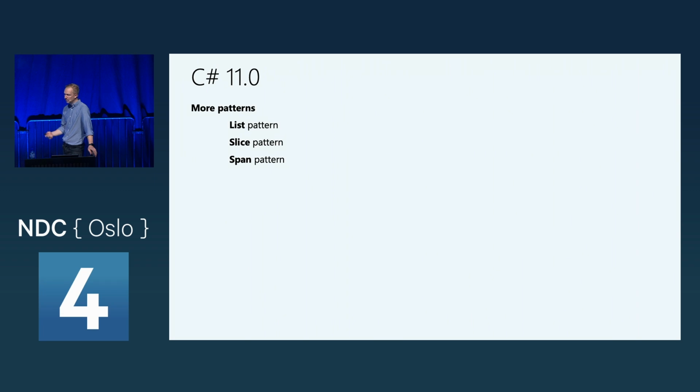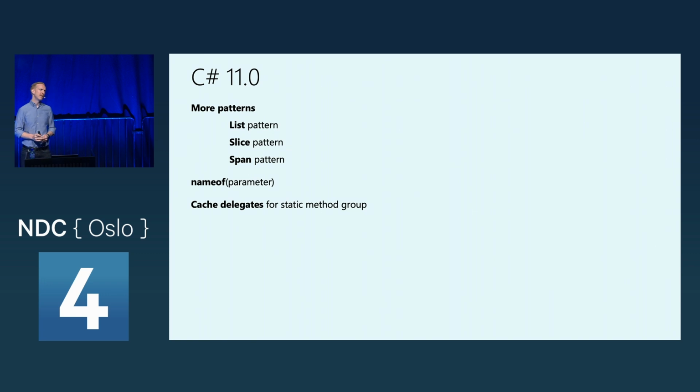So we also got more pattern improvements in C# 12 as well. Or we are going to, I can assure you of that. They're also introducing nameof parameter. And finally, they're caching the delegates for static method groups. Now, this might sound silly, but this is a huge performance hit in older versions. So it's quite important. If you use this, it's going to be quite performant.